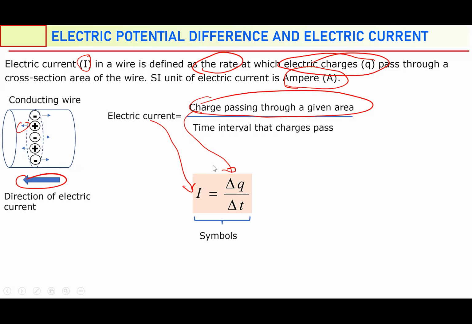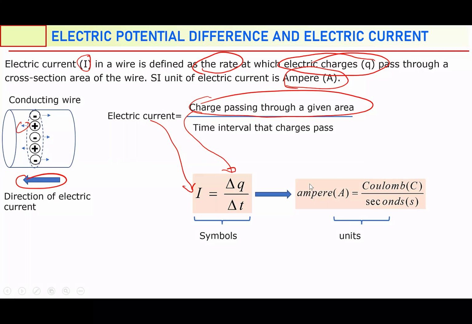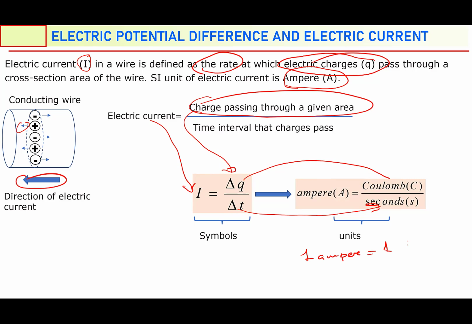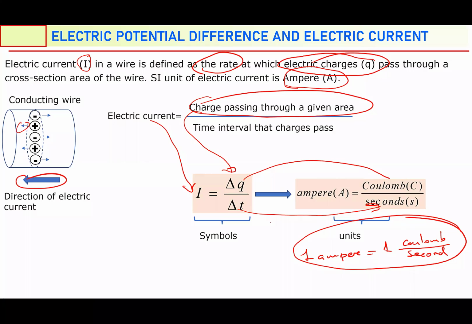These are the symbols. What is the unit of electric current? As I said, it is the ampere. What is the unit of charge? We learned it's the coulomb. What is the unit of time? The second. 1 ampere is equal to 1 coulomb per second. Yes, we should know this as well. 1 coulomb per second is equal to 1 ampere. So this is the equation for how we calculate electric current: delta Q divided by delta t.